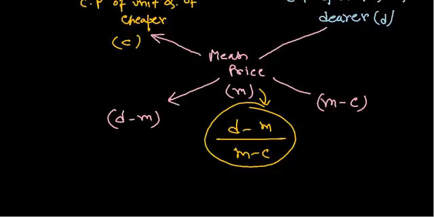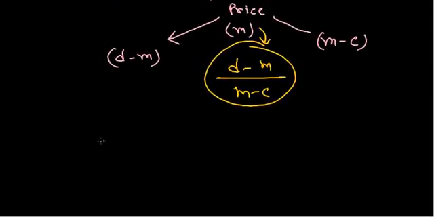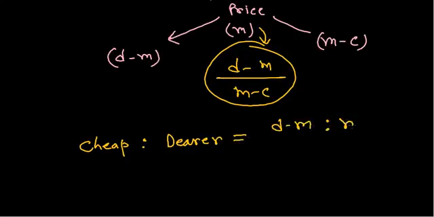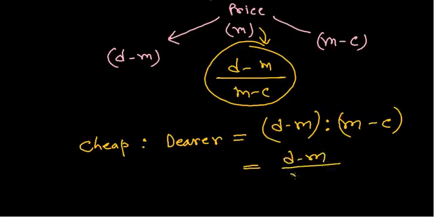So ultimately, the cheaper quantity is to the dearer quantity equals d minus m is to m minus c. That's the formula: cheaper quantity is to dearer quantity equals d minus m is to m minus c. Simply remember it this way. Now that's most of what we need to learn for solving the problems.